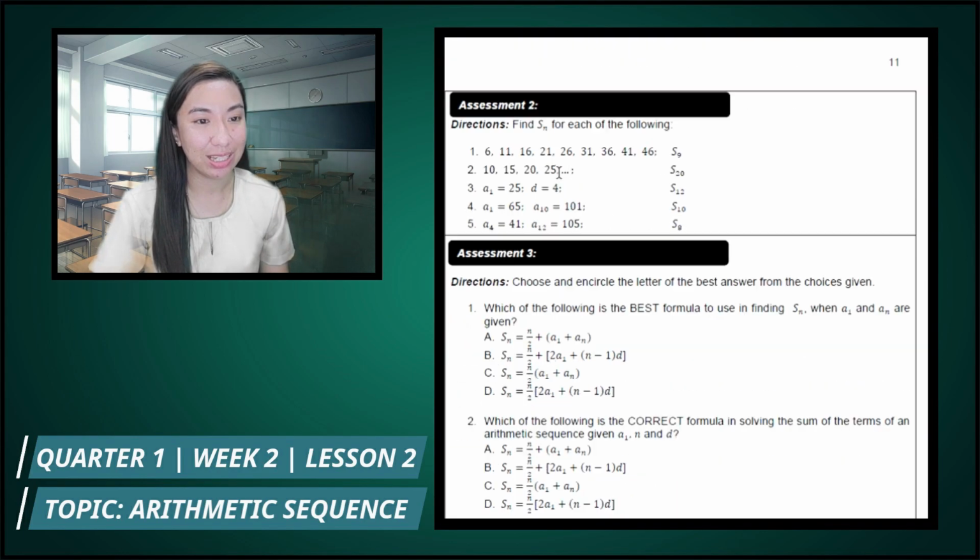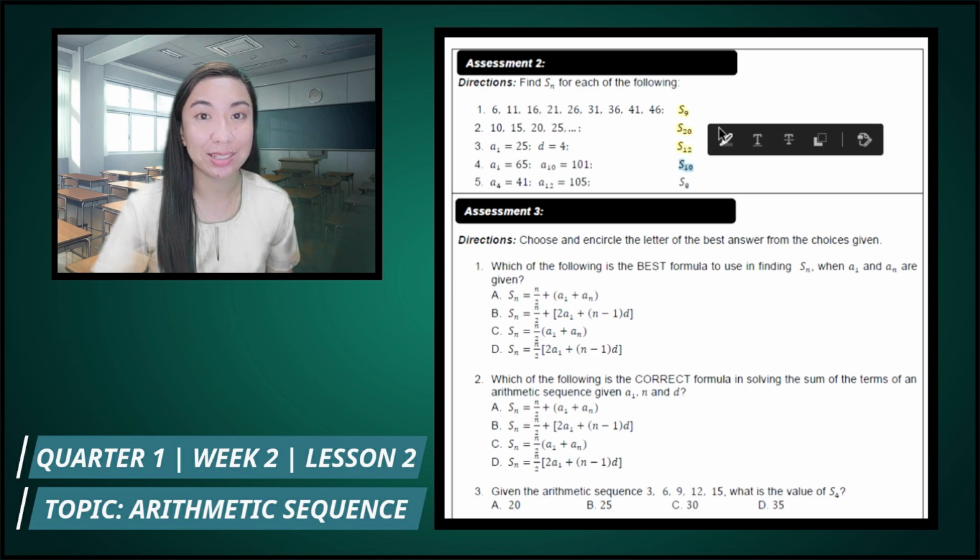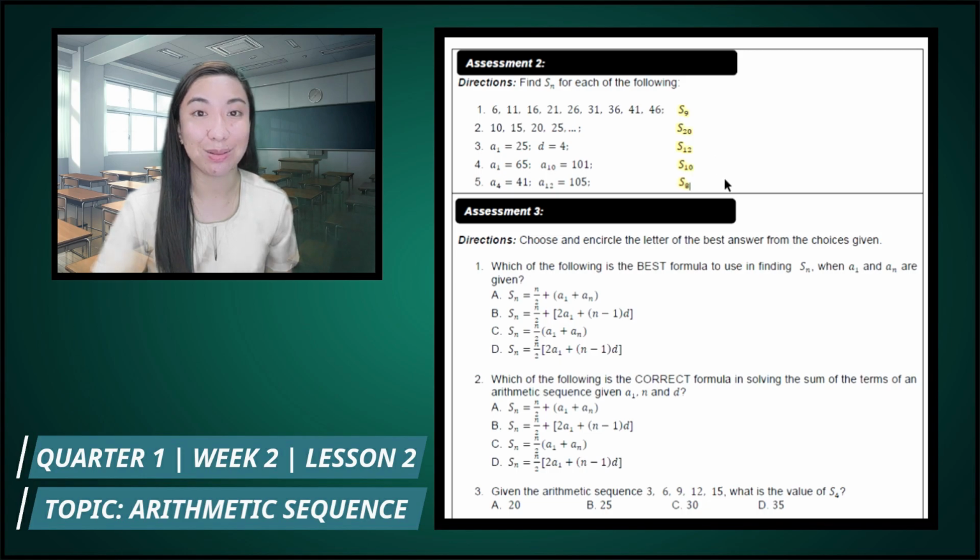Very exciting. Okay, next, assessment number 2, directions. Find S sub n for each of the following. So we have number 1, that is the given. So you're going to look for S sub 9, the sum of the terms until the 9th term. Next, for number 2, you're going to find S sub 20. For number 3, you're going to find S sub 12. For number 4, you're going to find S sub 10. And for number 5, you're going to look for S sub 8.